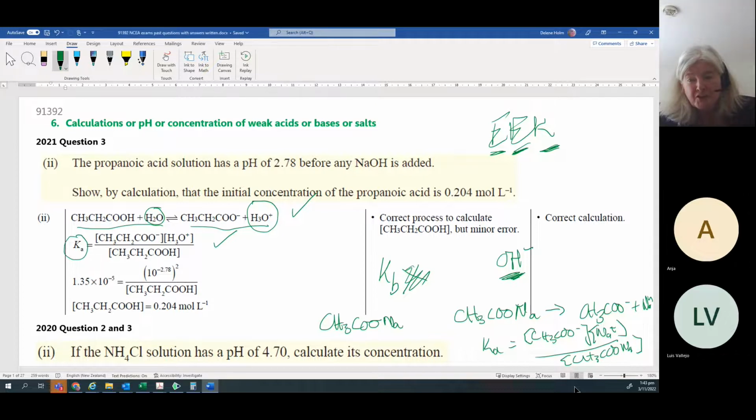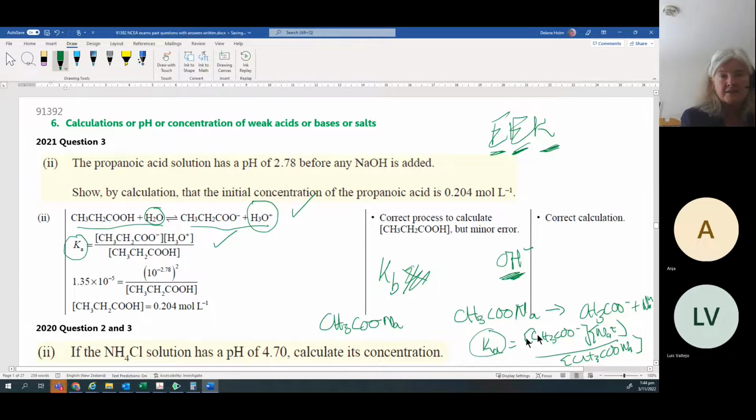I have written a whole load of nonsense, because I'm trying to use a Ka expression, and does my equation have on the right-hand side an H3O plus? No, it doesn't. I put a Na plus on there. So this is obviously the wrong equation, and so I'm obviously going to have the wrong expression.